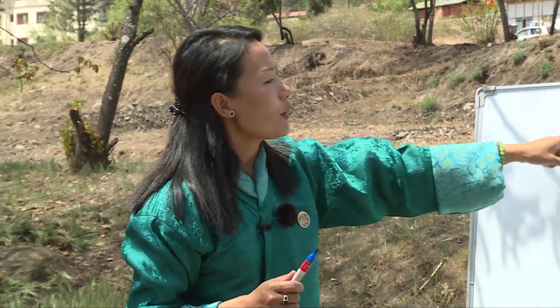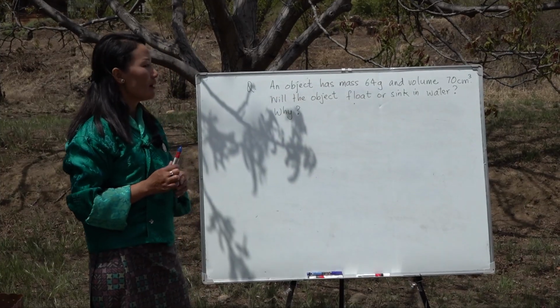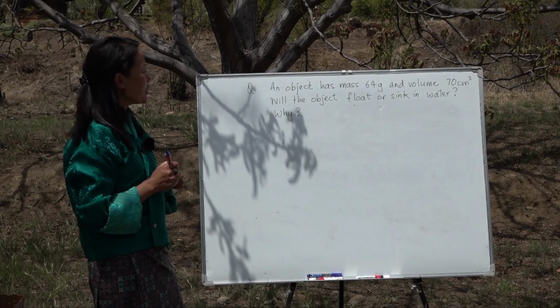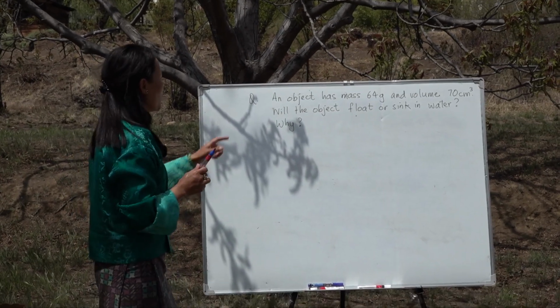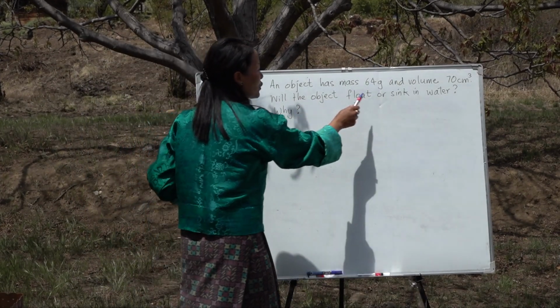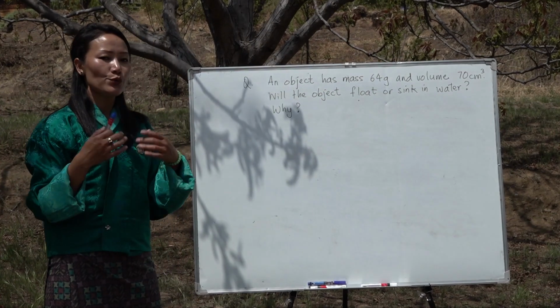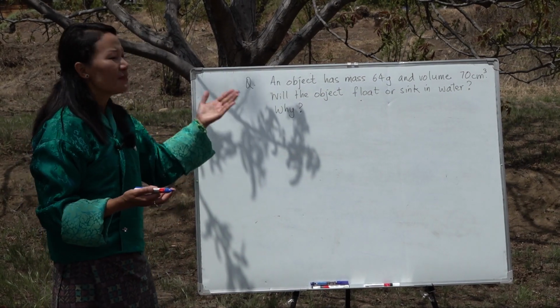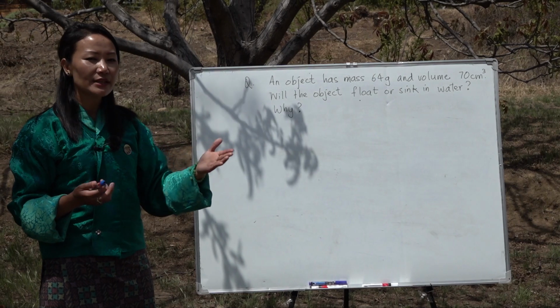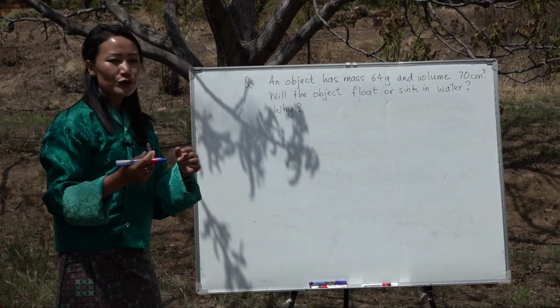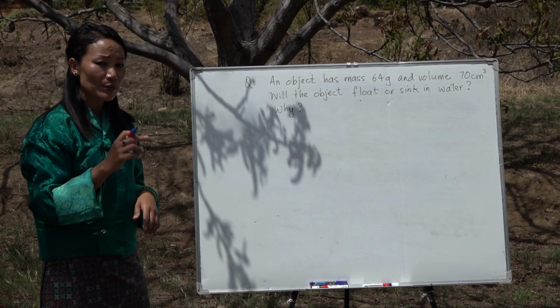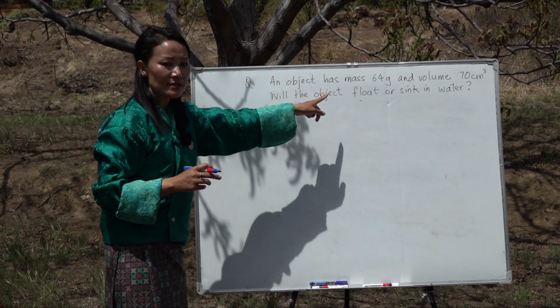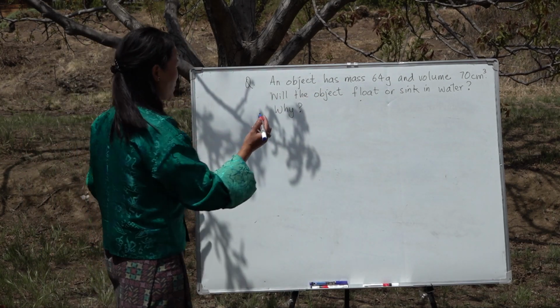So we have a situation here now. An object has mass 64 gram and volume 70 cubic centimeter. Will the object float or sink in water, and why? All right, so it's similar to the question that we attempted earlier, but here we're going to do it in two ways. First, we will find the density of this object. We don't know what this object is, okay?